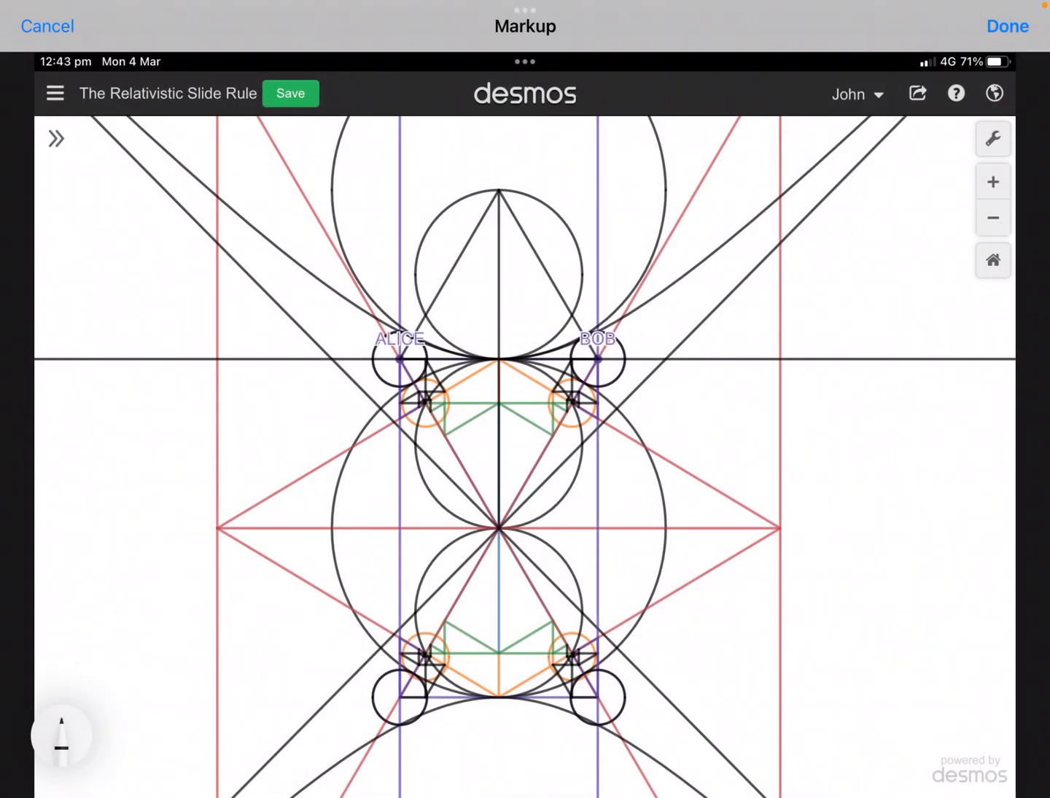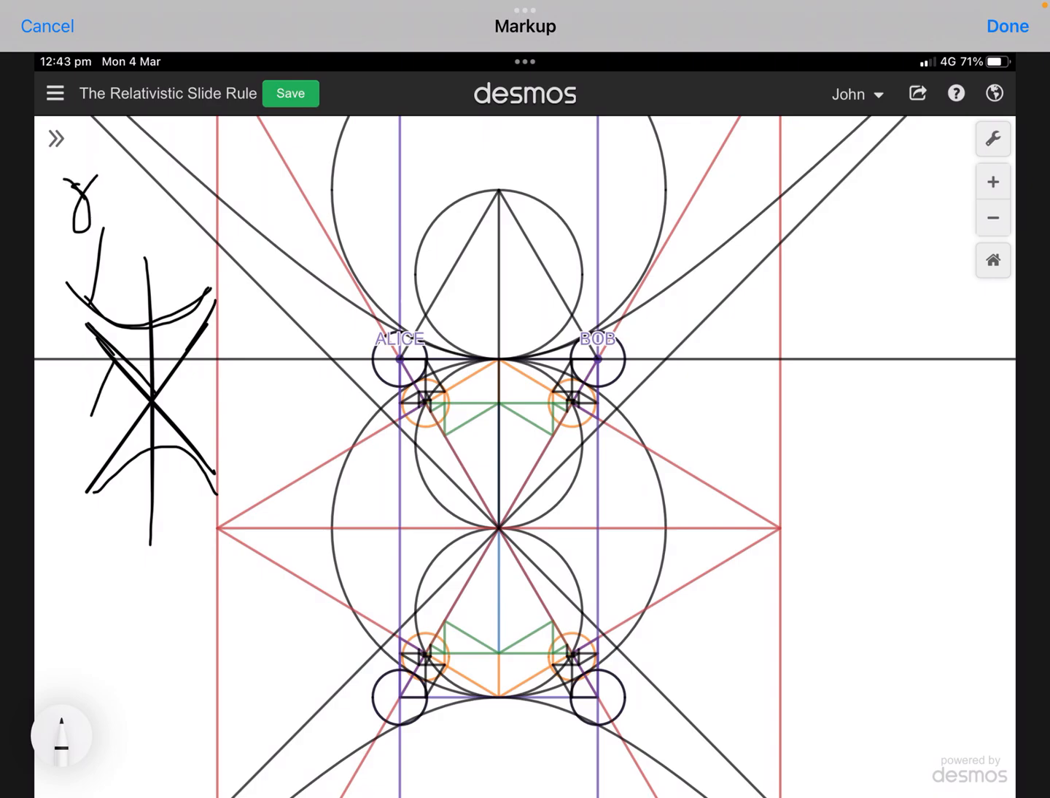Okay, collapse of the wave function. According to Roger Penrose, you can see here I've drawn a light cone due to special relativity, and all I've done is graph gamma here, and I've graphed phase velocity here.